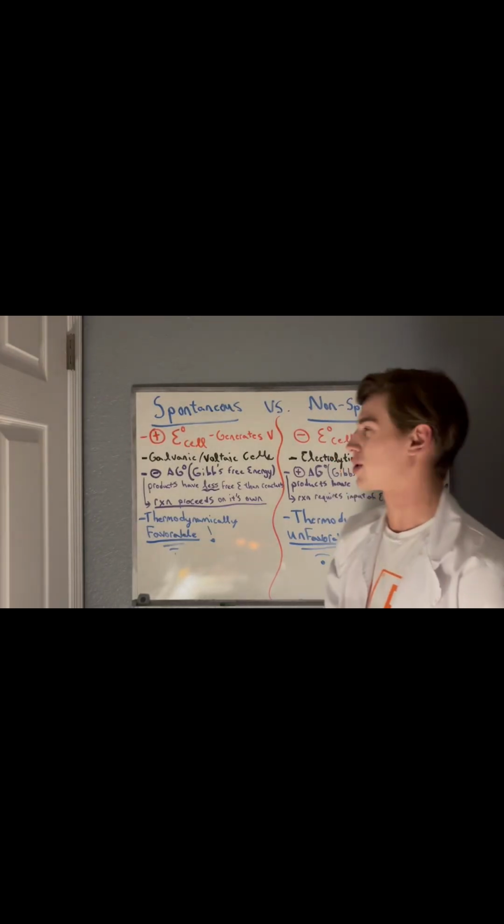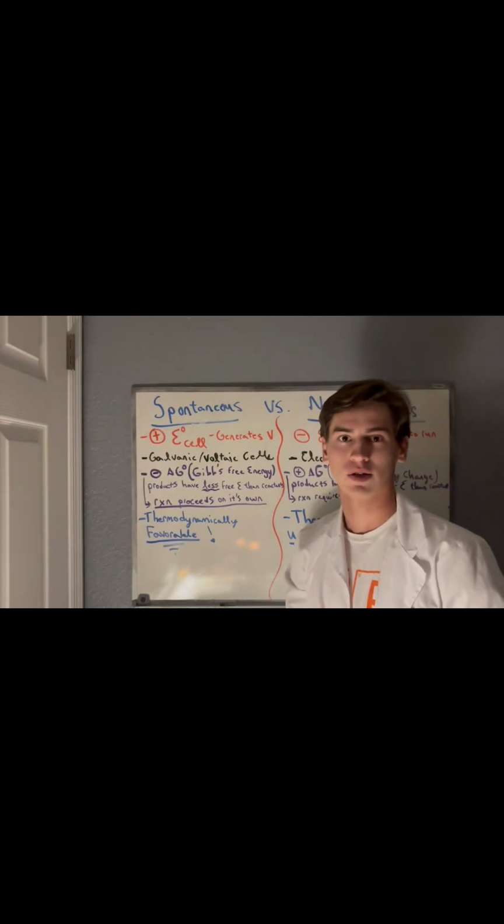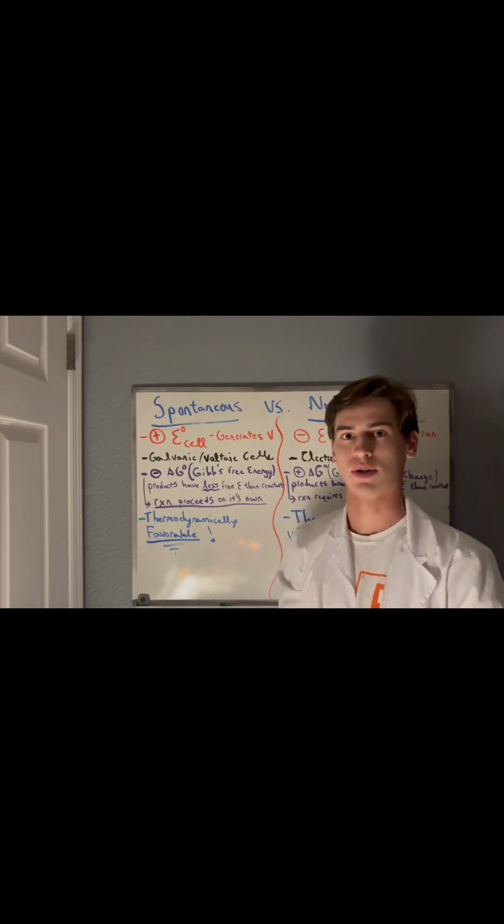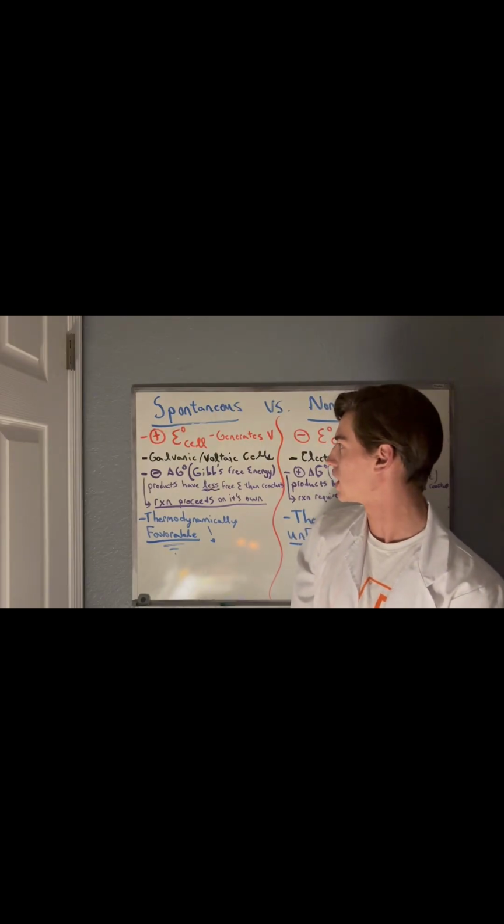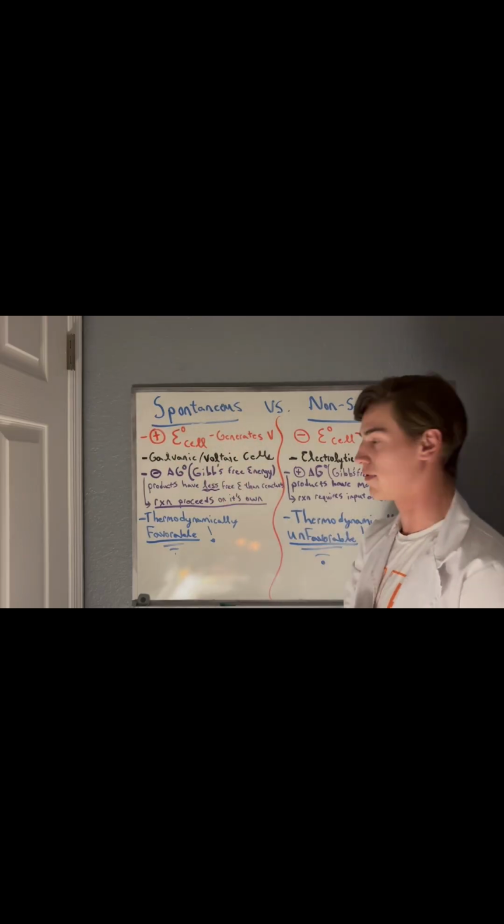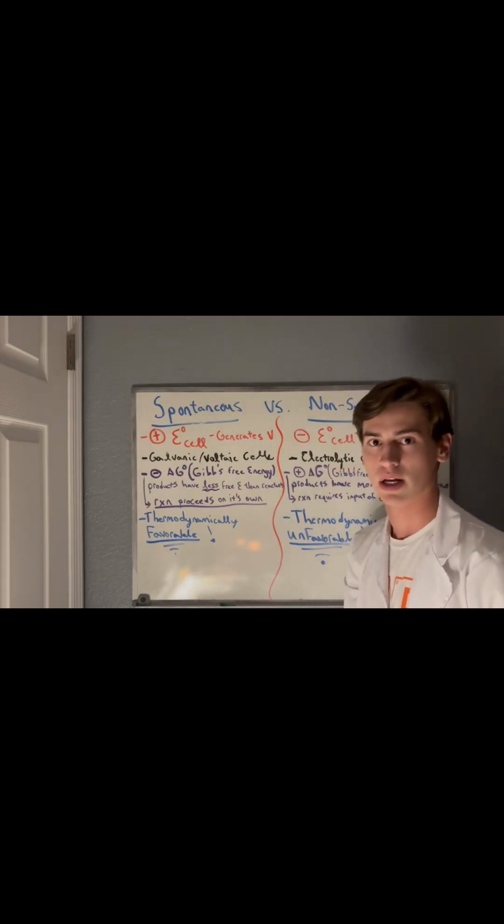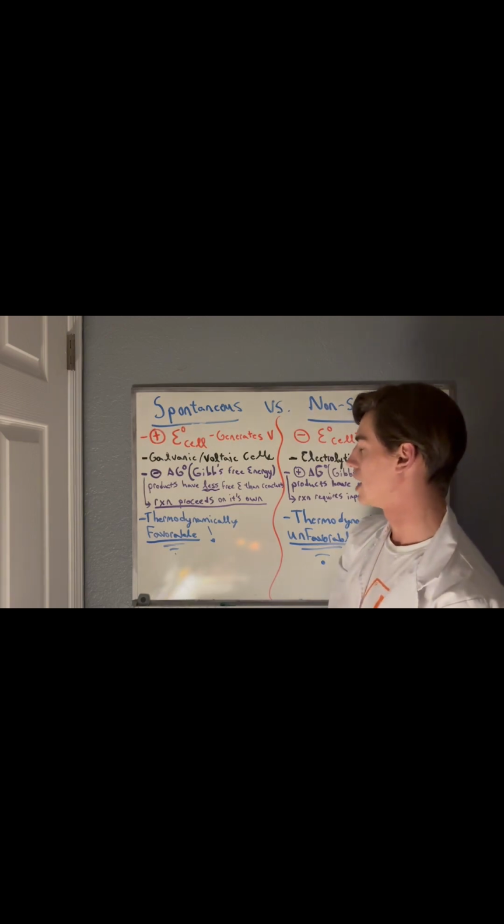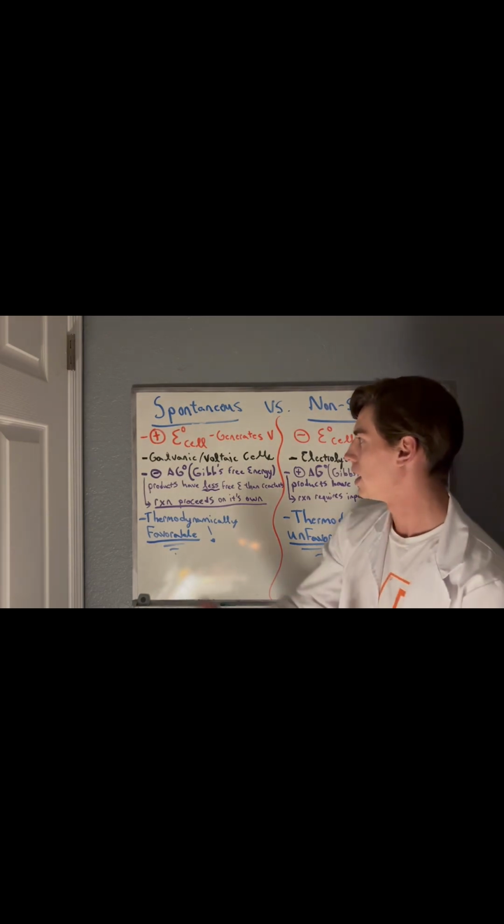Okay, first let's look at what spontaneous means in terms of redox reactions and also in cells. So firstly, we're going to have a positive E cell, which means that we're going to generate voltage. Since our E cell is given in volts, that means we're going to have volts in our product, and we are going to use it to generate some power.